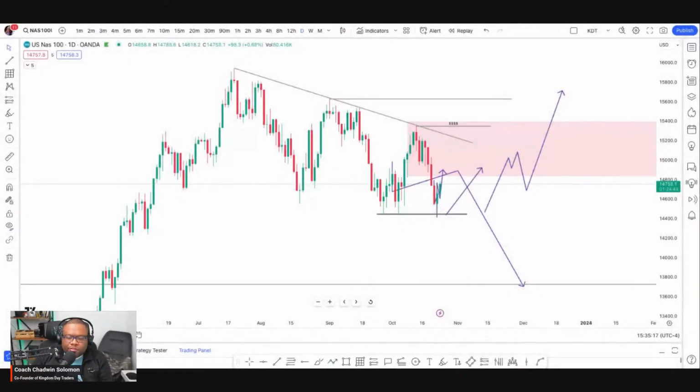Somebody says, I think the second scenario is more likely. Were you referring to the downside scenario or the upside scenario? Let me know.